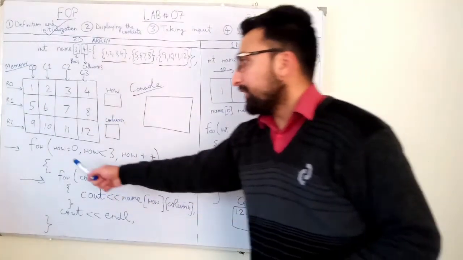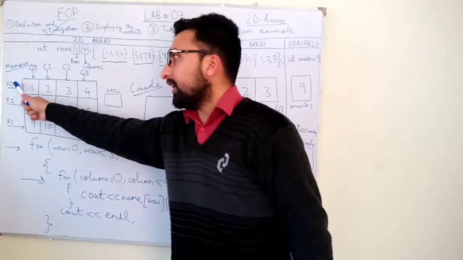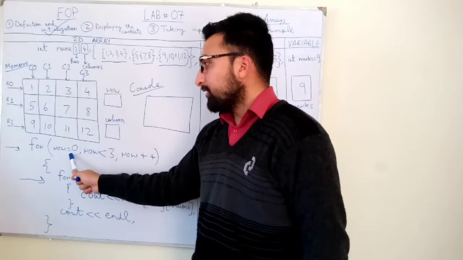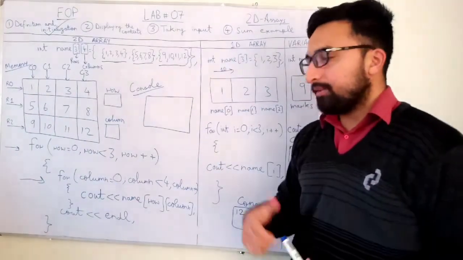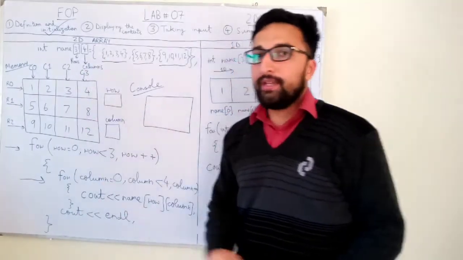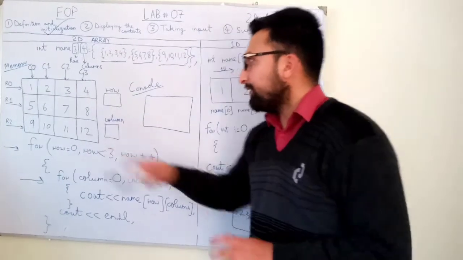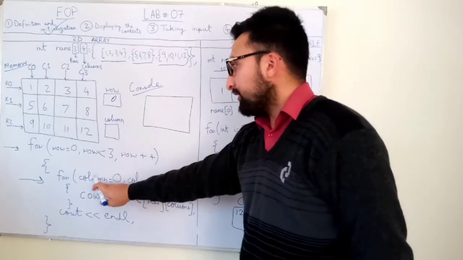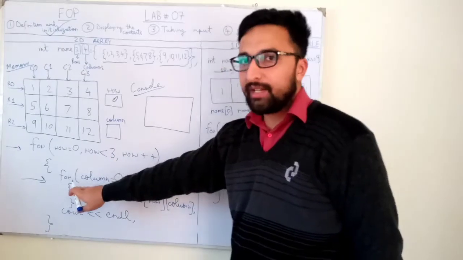The outer loop runs from 0 to less than size, because arrays start from 0 and go to size minus 1, and the size of rows was 3. So it runs from 0 to less than 3, and the columns go from 0 to less than 4, because the columns were 4, they start from 0 and go up to 3. In the start, the row variable will have the value 0, and 0 is less than 3 is a true statement, so we come inside this for loop.